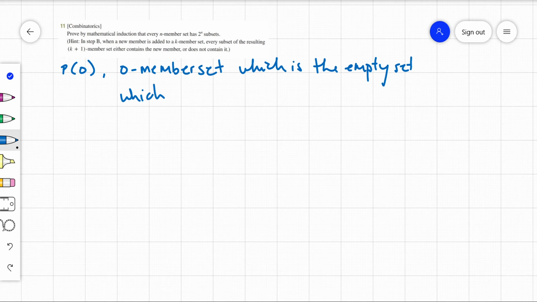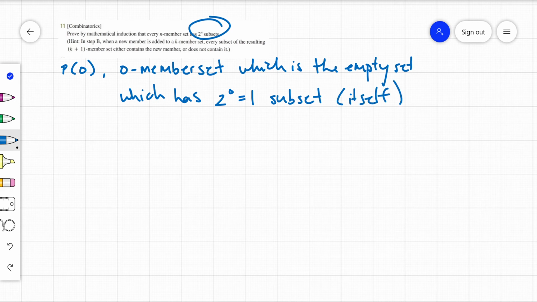And we know that it has, we're saying it has 2 to the n subsets, so in this case 2 to the 0, which is 1 subset. Itself, right? That's itself, that's its subset. So we know that P of 0 is true.